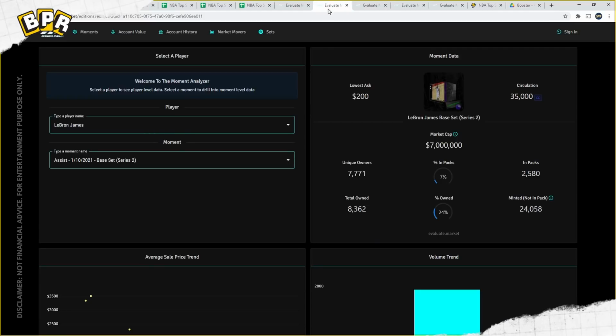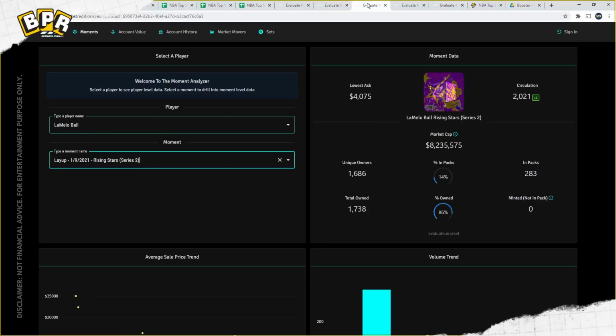Going back to evaluate.market, it's going to take quite a bit of time for the total percentage to increase near 100%. So I would take some time, or wait a bit for this to reach roughly 85 or 90%, in order for you to purchase your moment at a fair price. Just remember, the more people that own these, the more willing they are to list it on the marketplace, and they will all dictate that fair value.